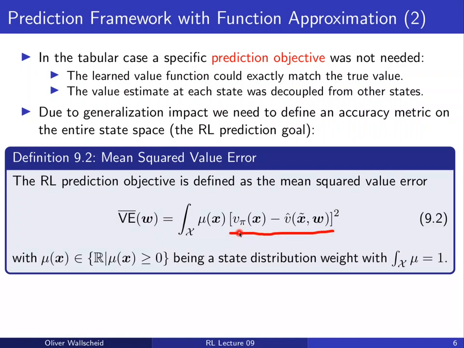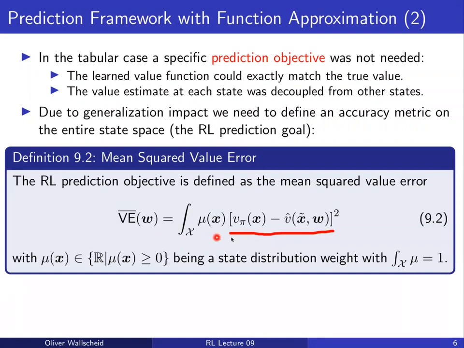So what we do is we subtract from the true value function, which we are going to estimate, our approximated value function v hat. We take the square of that and integrate over the entire state space with a weighting mu. And mu is a weighting function or a state distribution over the entire state space, where when we integrate over the entire state space, the weight is 1. So we have, let's say, a perfect weighting function here. And we will discuss possible weightings on the next slide.